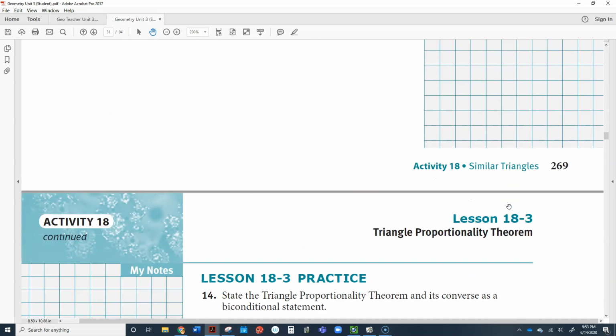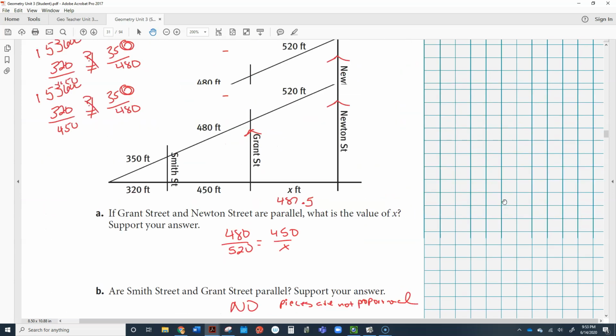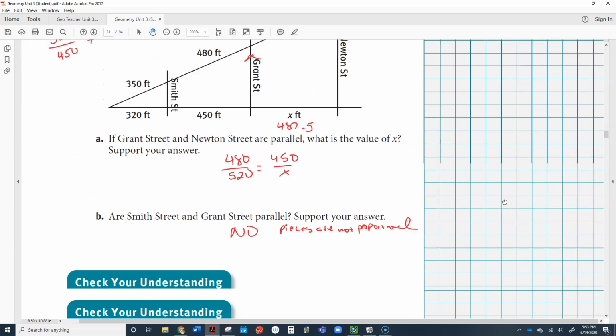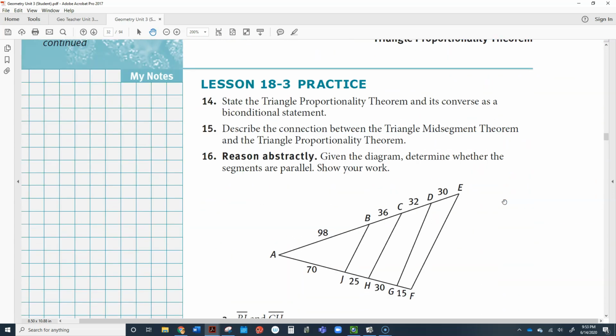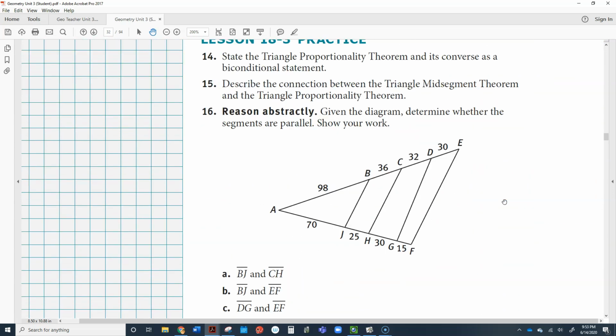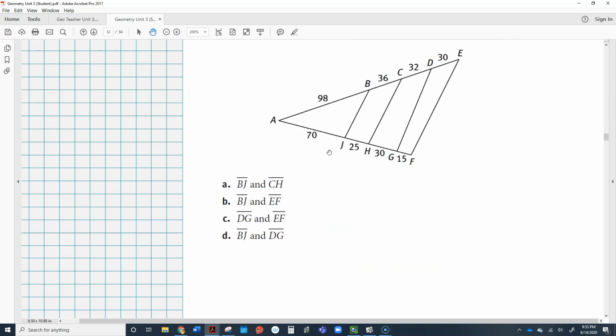Okay, check your understanding, lesson practice. So I'm going to do an answer sheet for the check your understandings, those last two questions, and then your lesson practice. And that will conclude all of lesson 18.